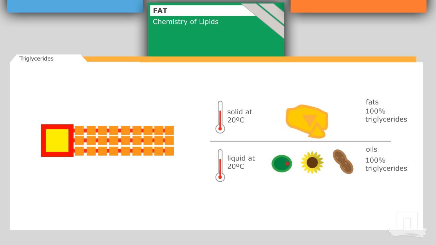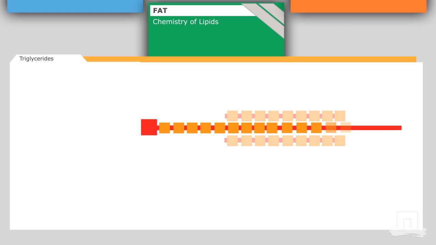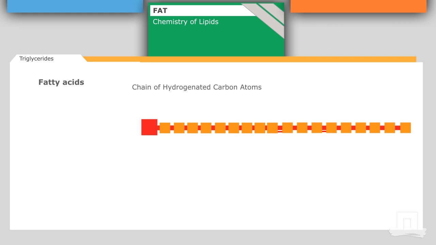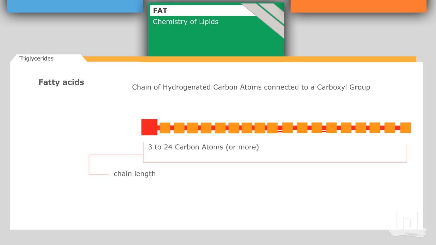Now, what is a fatty acid? Chemically, a fatty acid is a chain of hydrogenated carbon atoms connected to a carboxyl group. And the fatty acids that are part of the triglyceride molecule differ in three major properties. First of all, there's the chain length, which can range from 3 to 24 carbon atoms, or even more. And most of the fatty acids in our diet have 16 or 18 carbon atoms.